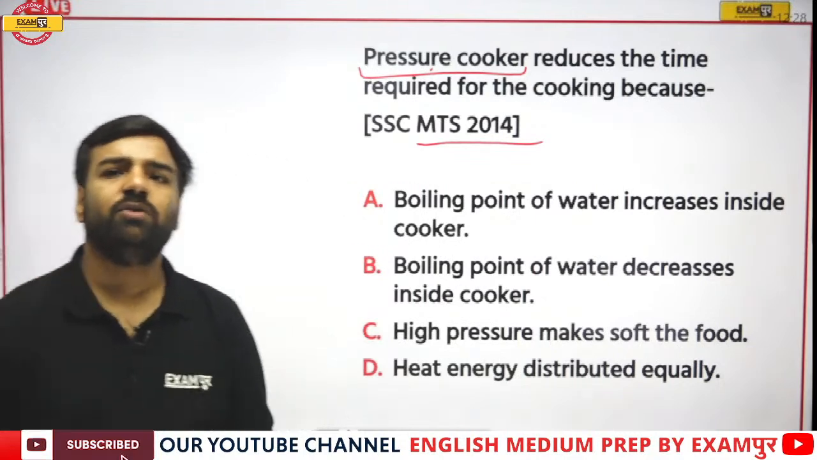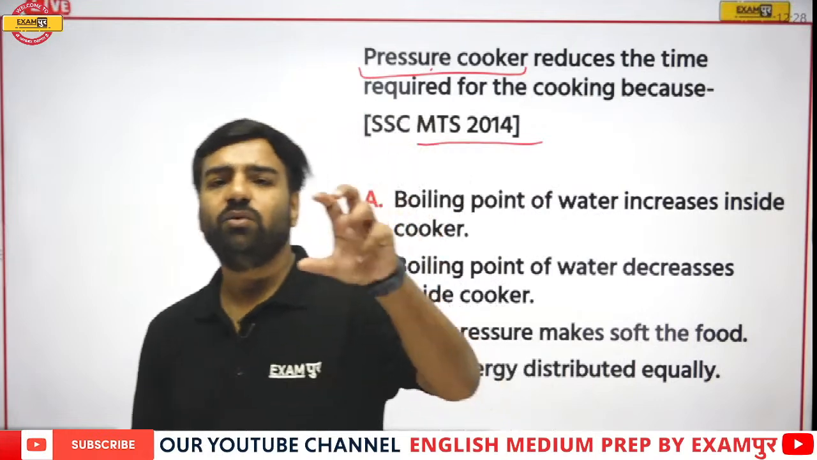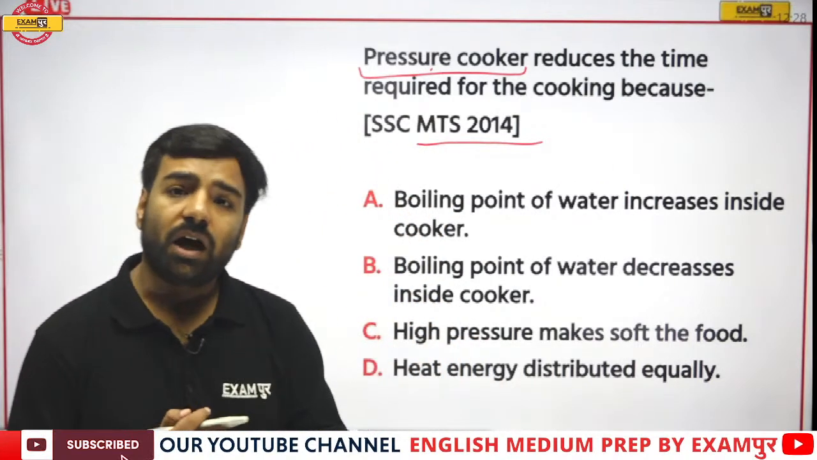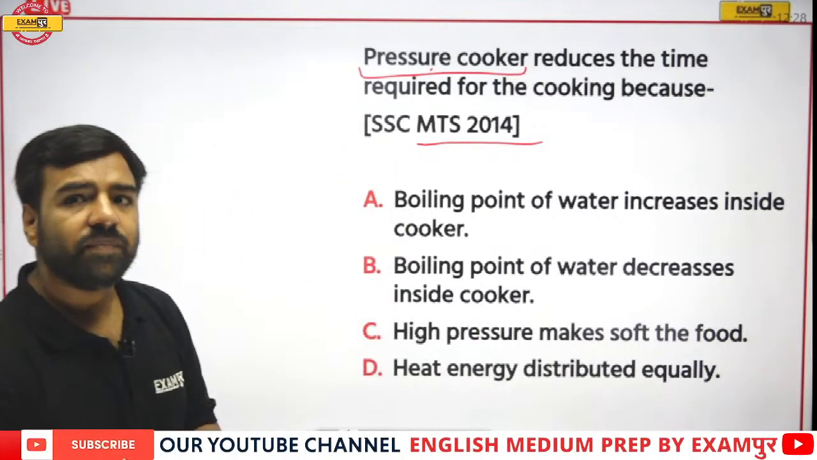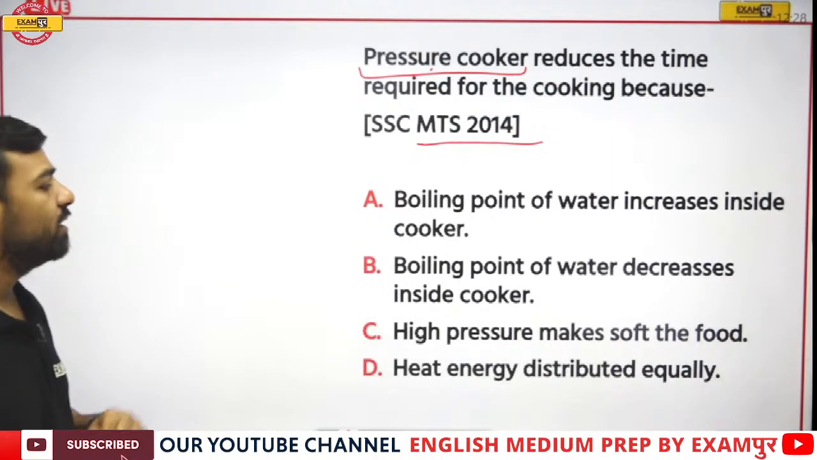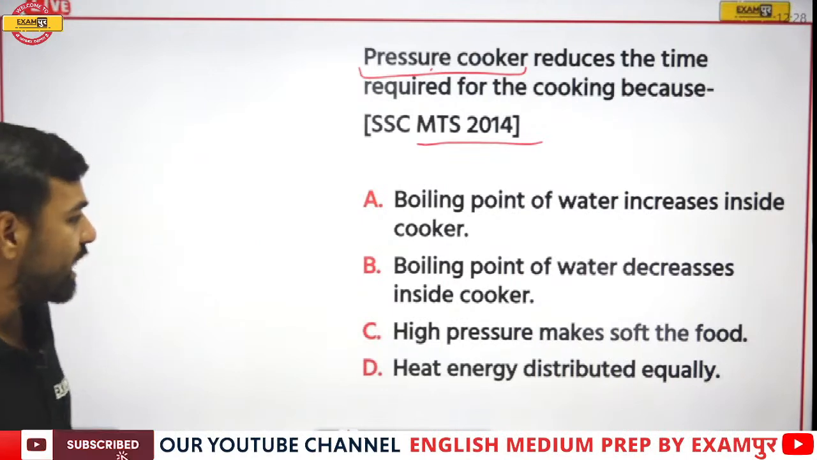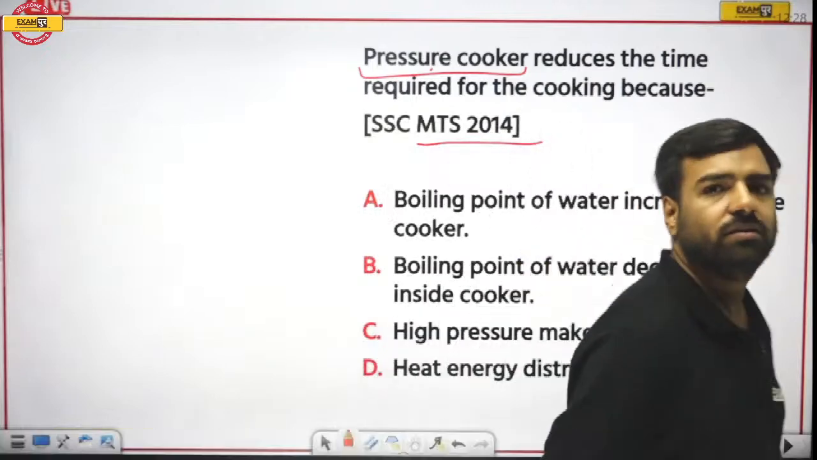Pressure cooker reduces the time required for the cooking. That's true, and it is giving you the proper food also. But how? What is actually happening there? So again I am asking: does the boiling point of water increase inside the cooker? Is this the answer? Does the boiling point of water decrease inside the cooker? Is this the answer? Or does high pressure make soft food, or does heat energy distribute equally?